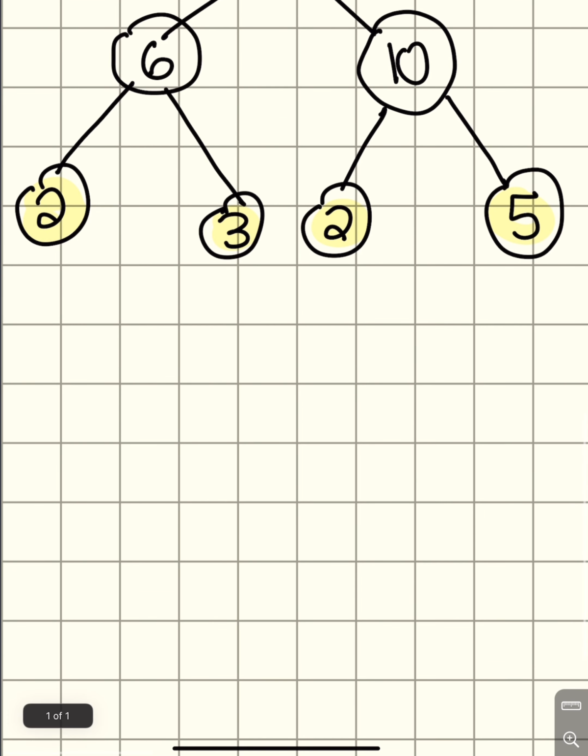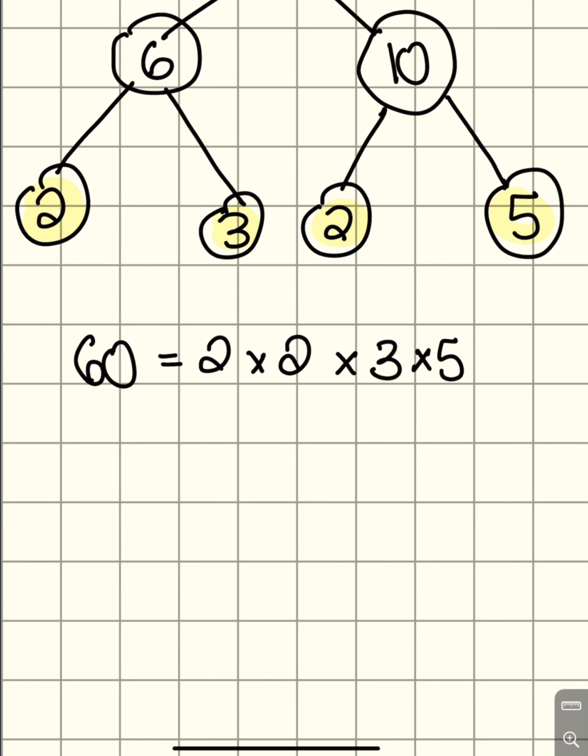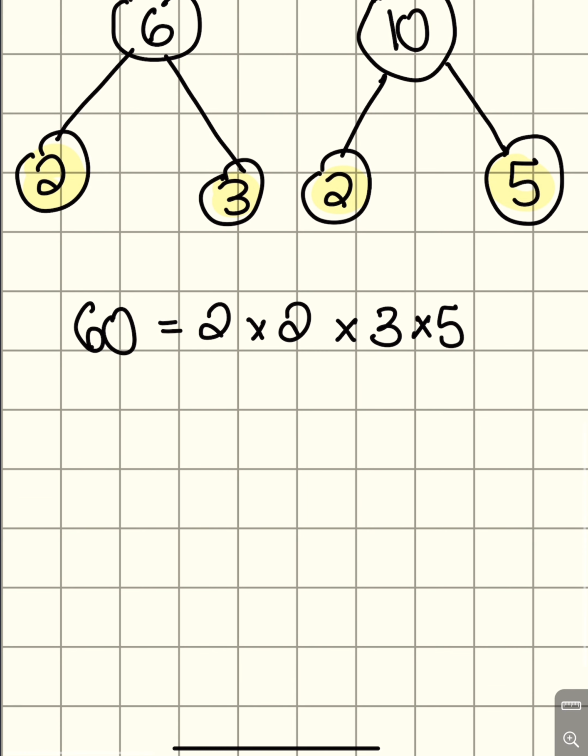And if you want to write this in that concise method, we're going to write it with 60. And we're going to list our numbers from smallest to greatest. So it's equal to 2 times 2 times 3 times 5. And again, we can see here that there's a repetition of prime numbers. So we can rewrite this as 2 to the exponent of 2 times 3 times 5.